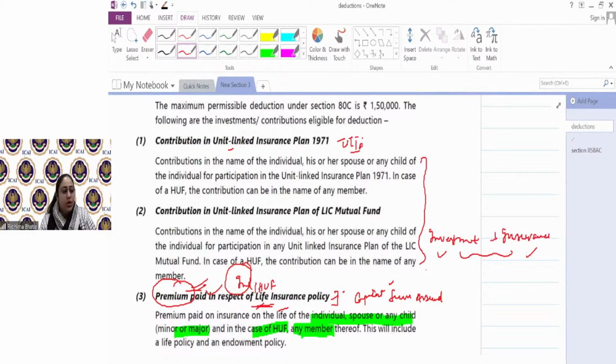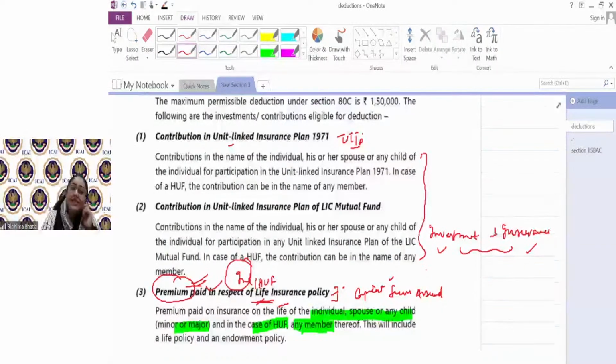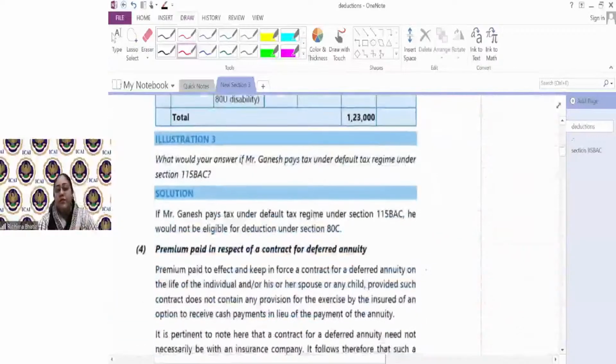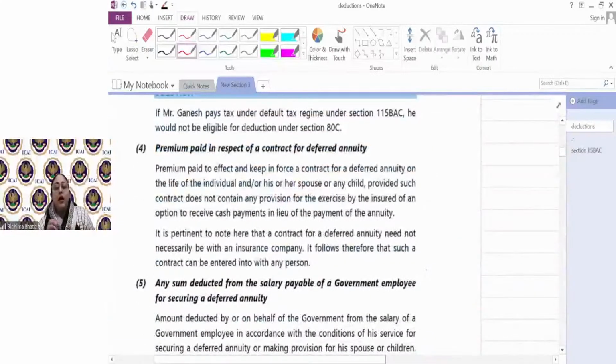Next is the concept of deferred annuity. ये guys ये सब कुछ 1,50,000 के under allowed है only. So all of these combined should not be more than 150,000. Deferred annuity. Deferred annuity क्या होता है?